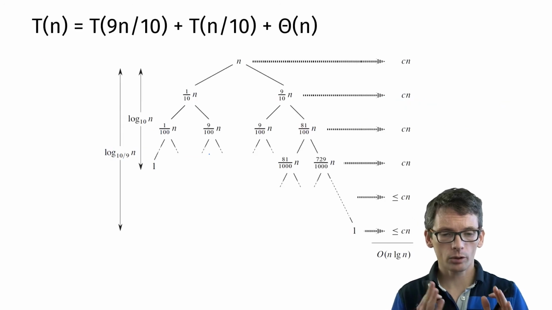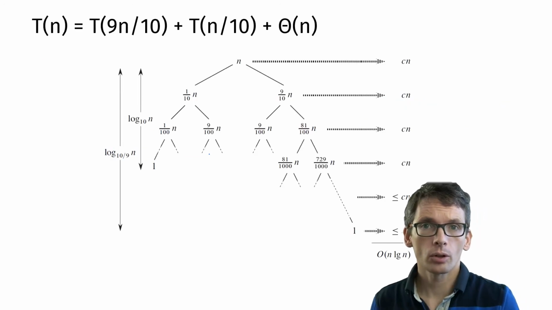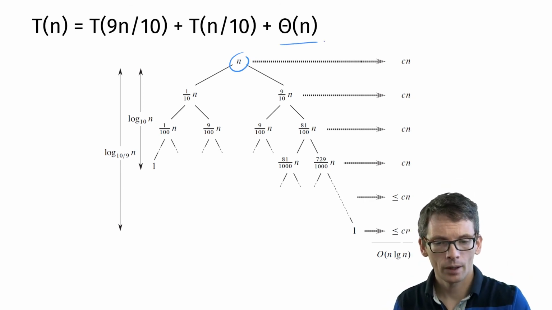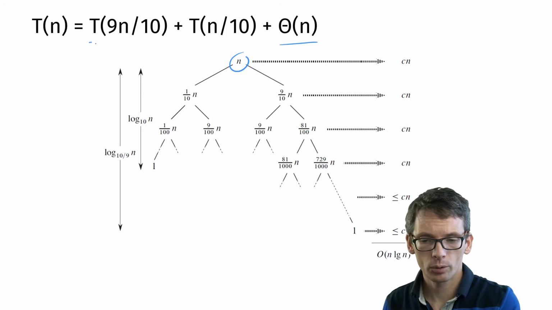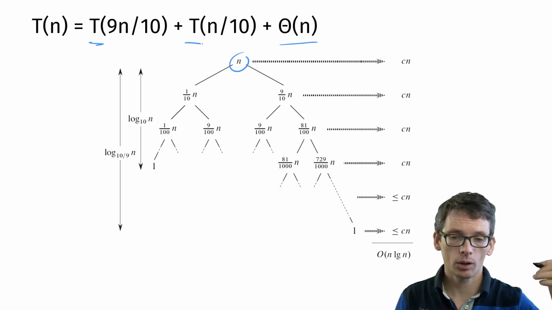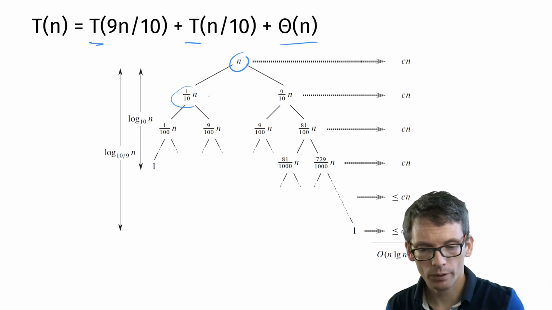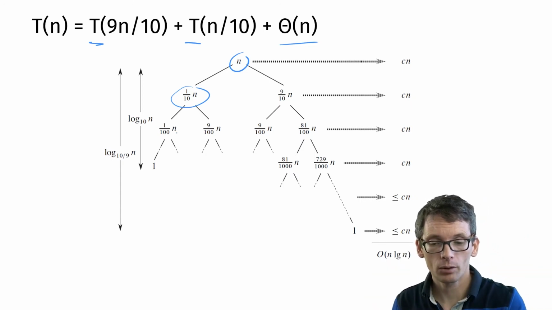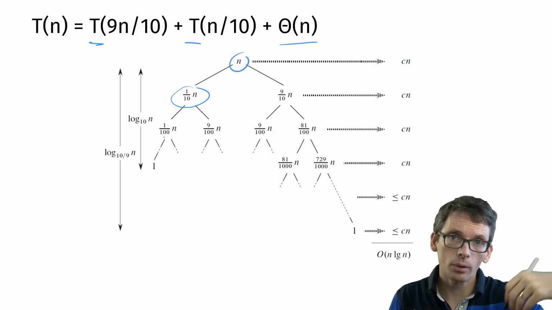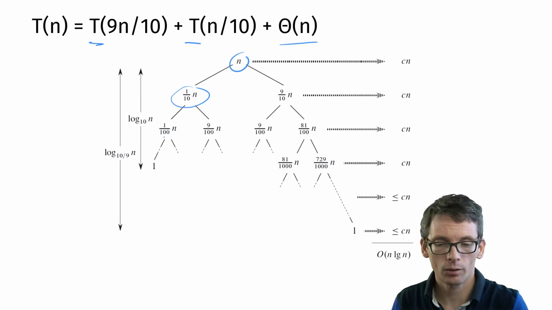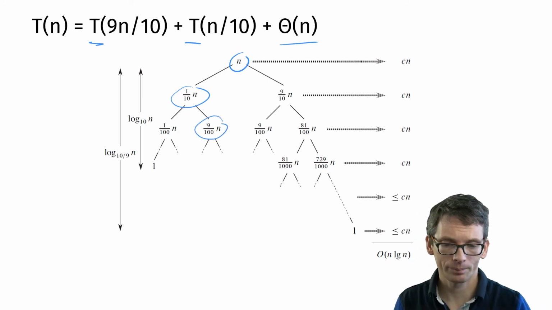Let me show you the corresponding recursion tree. Top level, we have n here. Then we have 2 branches because we have 2 T's here. One is for 9n/10, one is for n/10. The n/10 node again has 2 branches. One corresponds to this divided by 10, so it's n/100. The other one corresponds to 9 times this divided by 10, so 9/100 times n.